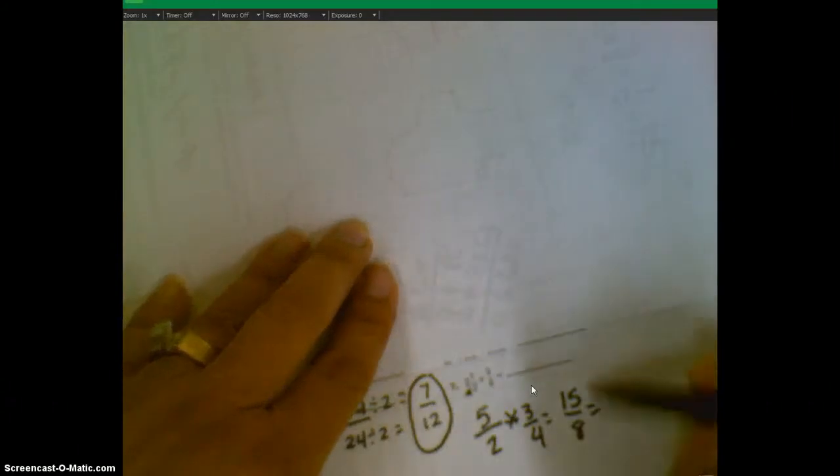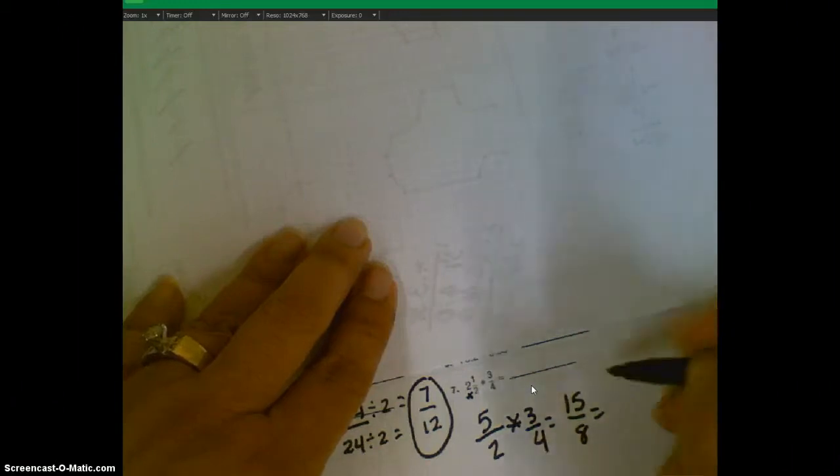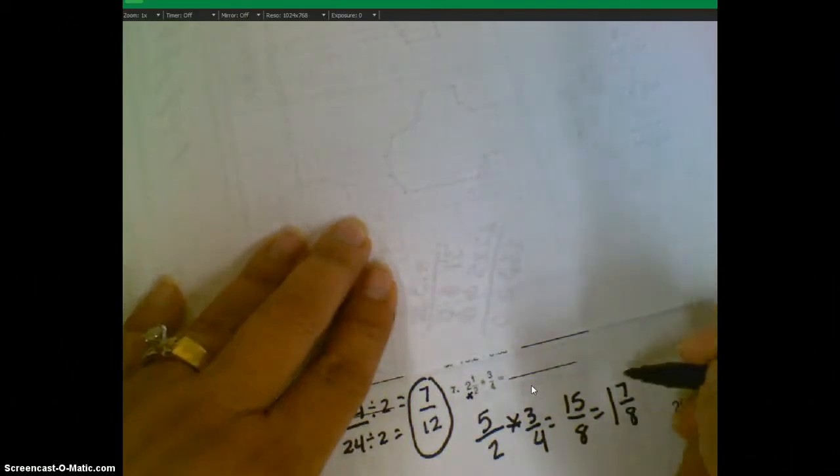And we can't leave it like that. If you remember from last year, this is called an improper fraction, when the numerator is bigger than the denominator. So I asked myself, how many times will 8 go into 15? Almost 2, but not quite, so I have to go with the 1. I have 7 left over, so my fraction becomes 1 7/8.